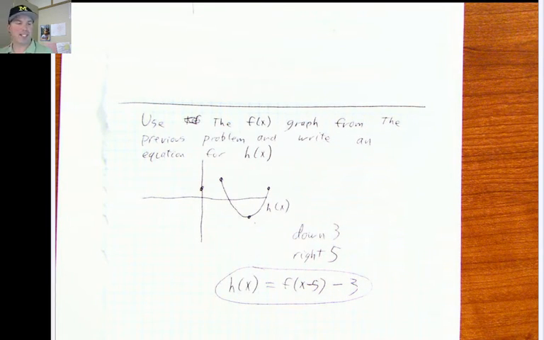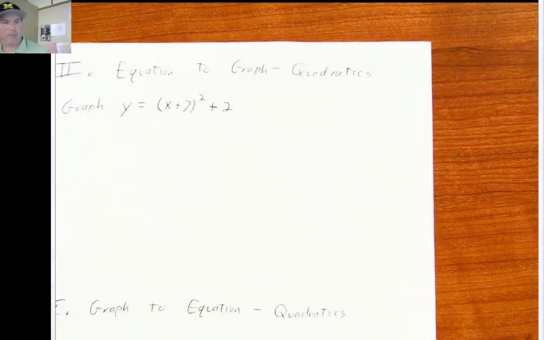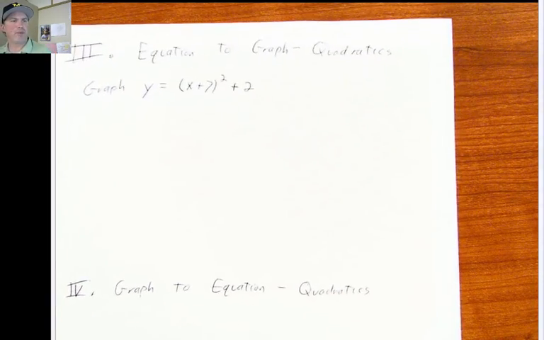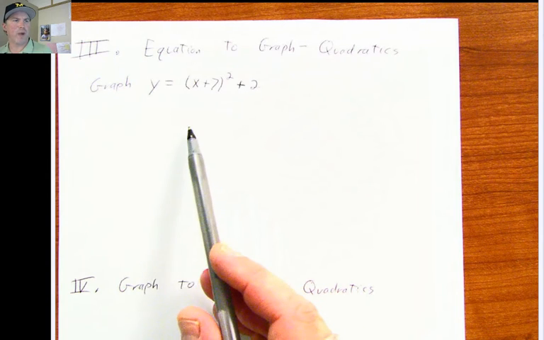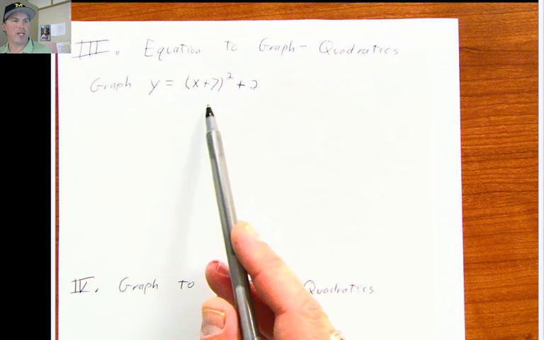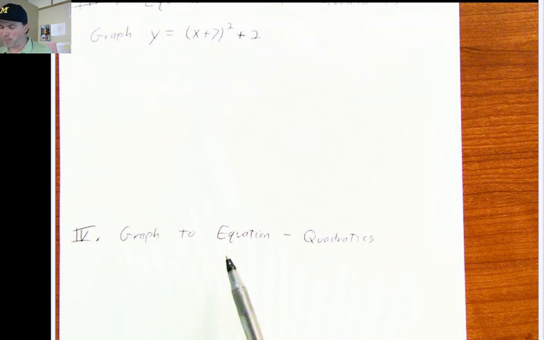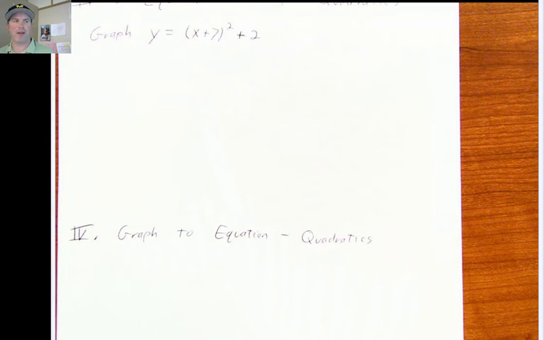Okay, that was example 2. Example 3 and example 4. Example 3 is going to be equation to graph, where I graph this equation right here. Example 4, I'm going to do basically an opposite problem where I'm given an equation, we have to graph it.